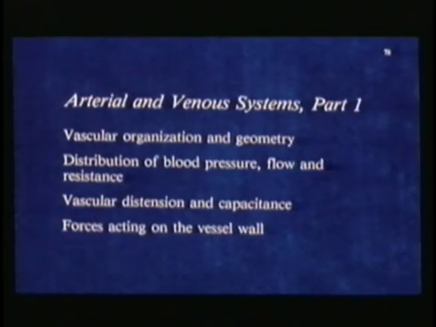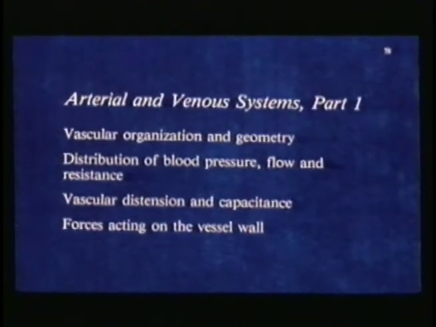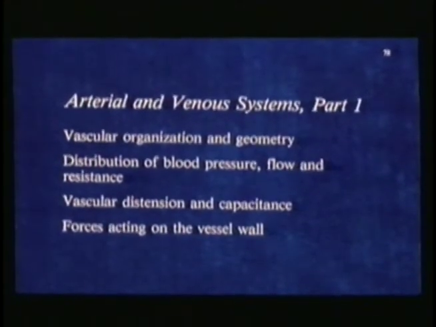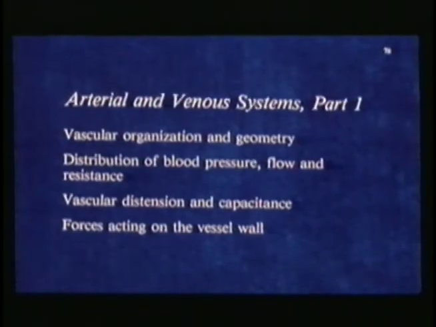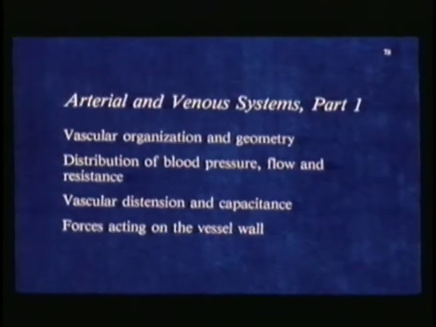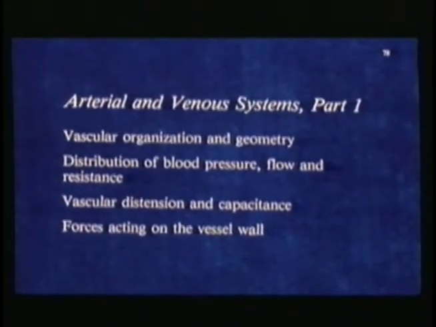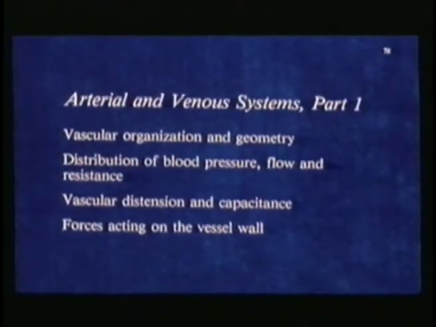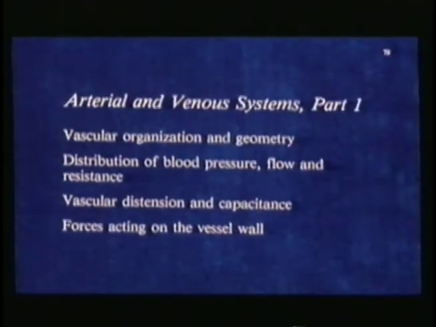78. This concludes the first part of arterial and venous systems. We have discussed vascular organization and geometry, the distribution of blood pressure, blood flow, and resistance to flow, vascular distension and capacitance, and the forces acting on the vessel wall. To assess your understanding of these concepts and for a list of additional readings, please refer to the study guide that accompanies the program.